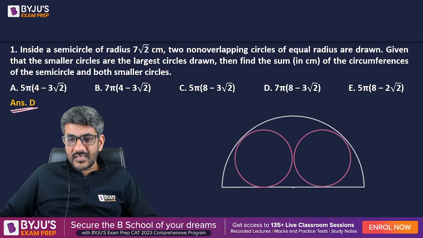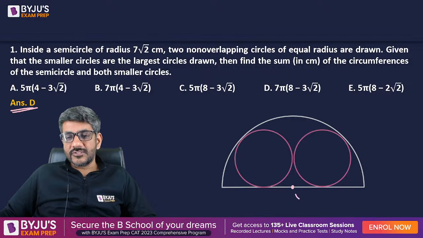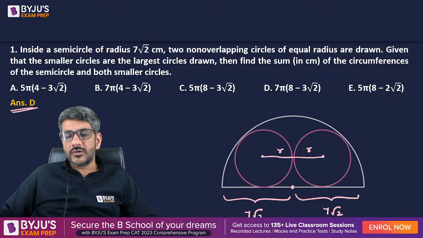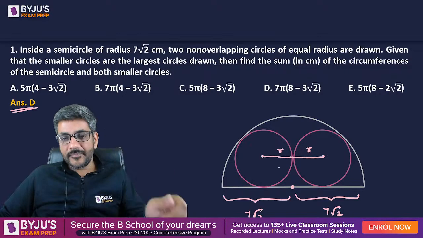There is the semicircle. Let us say this is the center of the semicircle. So the radius of the semicircle is given to you as 7 root 2. So of course, this portion would be equal to 7 root 2. Let us say this is the center of the circle. So I can say that the radius of the circle is equal to small r. So this would be equal to small r. Of course, this would also be equal to small r. So I can say this complete is equal to 2r if needed.